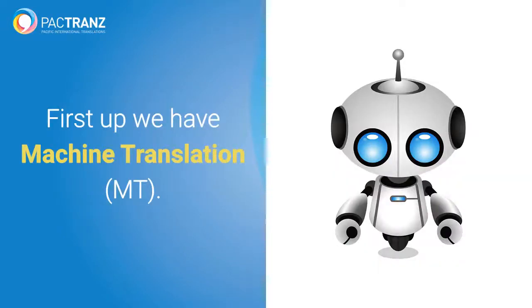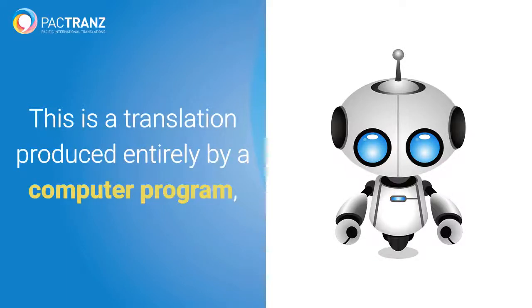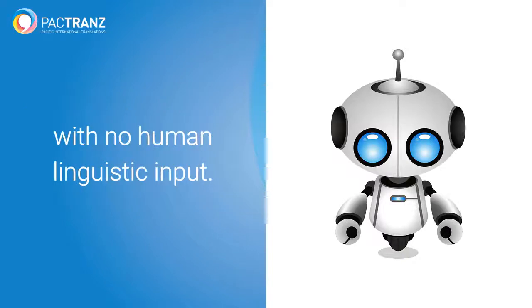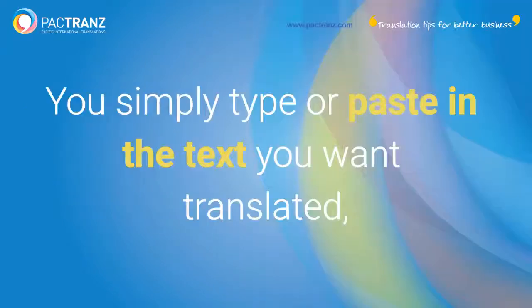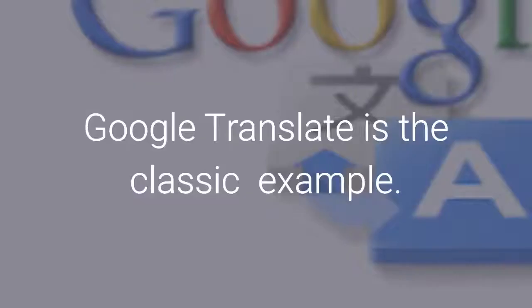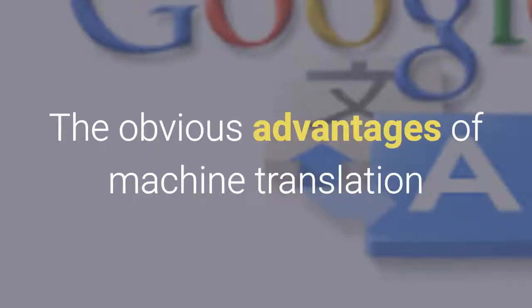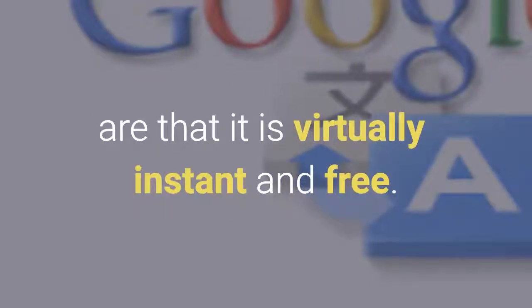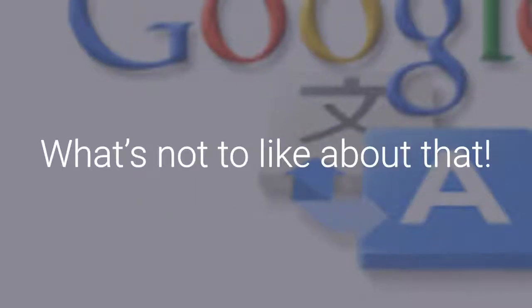First up, we have machine translation, or MT. This is a translation produced entirely by a computer program with no human linguistic input. You simply type or paste in the text you want translated, select the languages, and voila. Google Translate is the classic example. Now, the obvious advantages of machine translation are that it is virtually instant and free. What's not to like about that?